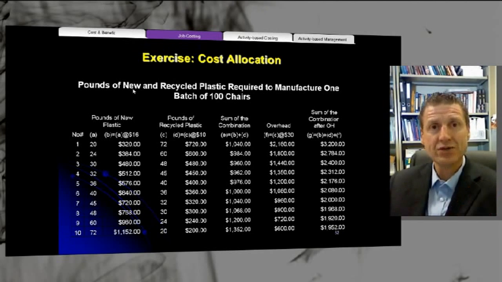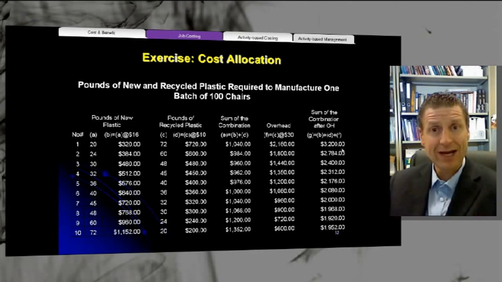So there could be indirect labor and it could be indirect overhead, and combined together they make overhead. And so here we have the combination. First of all, we have our combinations of new plastic in the first 2 columns. The second 2 columns, we've got the pounds and the costs of the recycled plastic. Then we have the sum of the combination. Then we have the overhead, and now we have the sum of the combination after overhead.